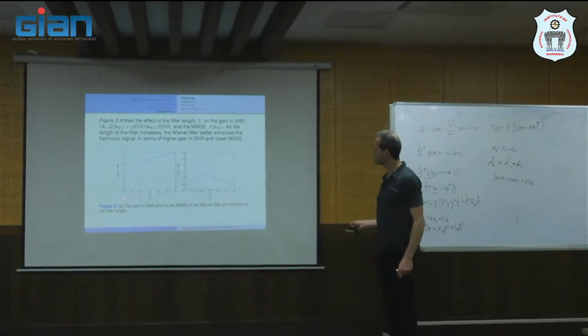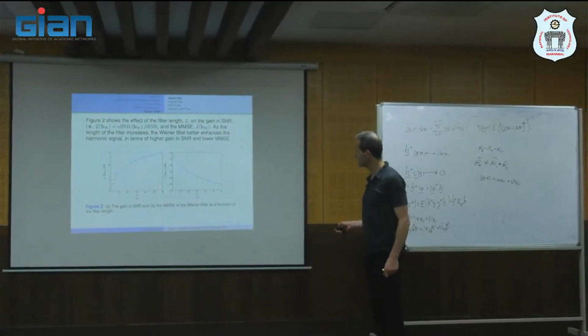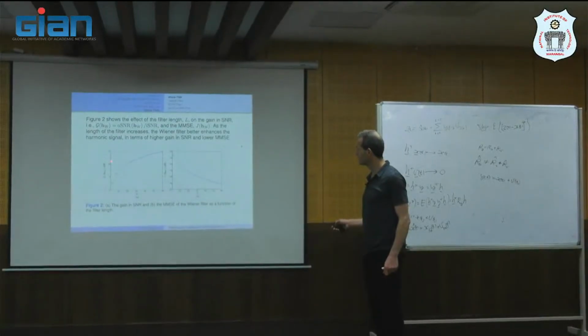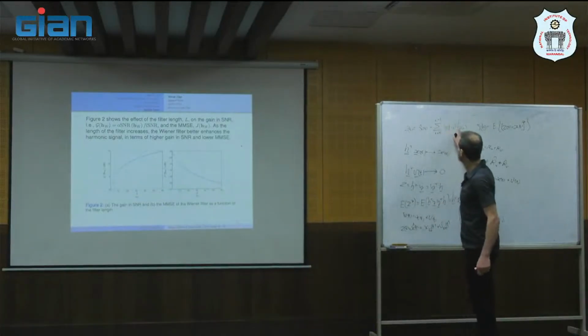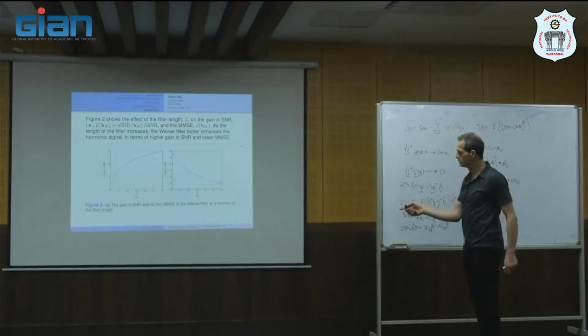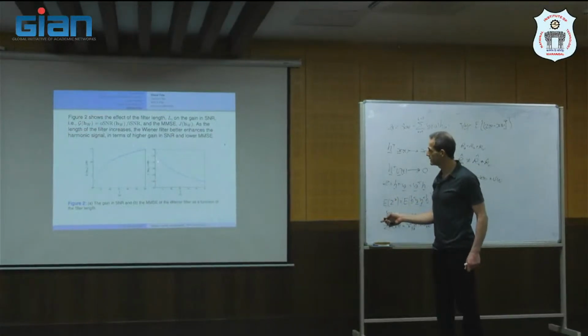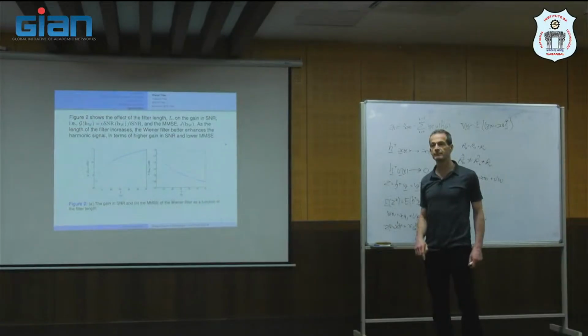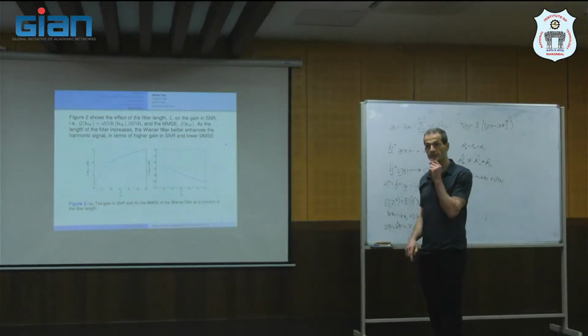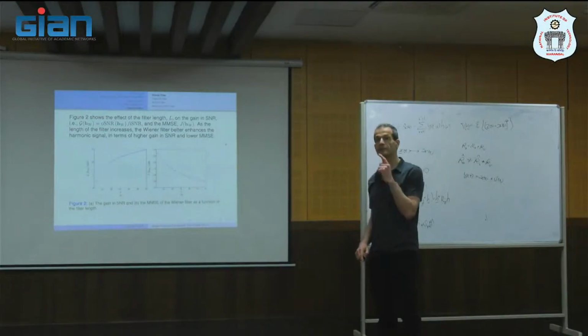So what I see here is that if I increase the number of samples, I improve the SNR. And also, the minimum mean squared error using the Wiener filter decreases. This is very nice. It means that the more samples I use, the mean squared error decreases, and the gain in SNR increases. Which is interesting. Is it always true?